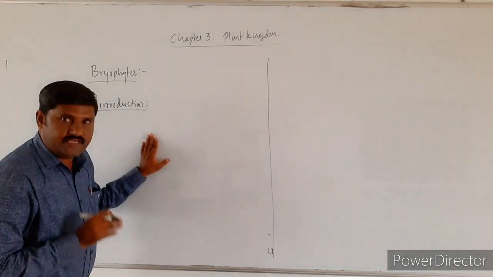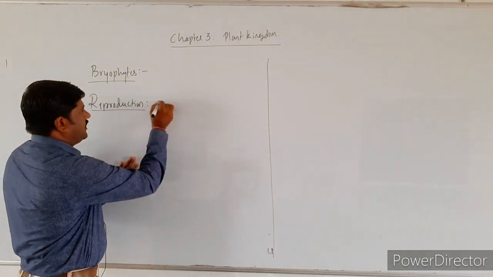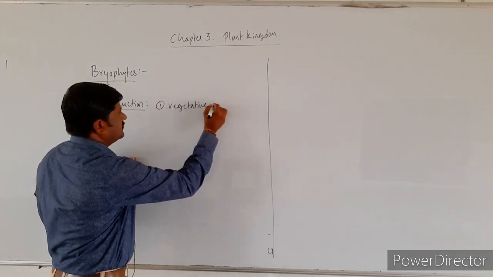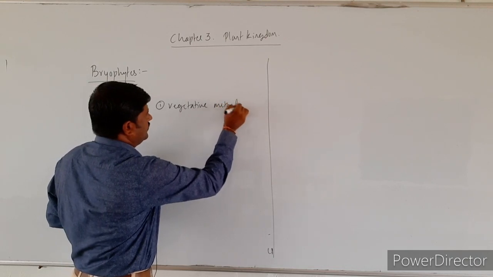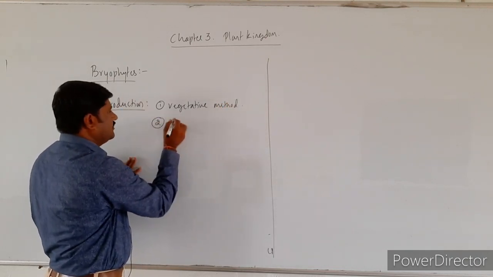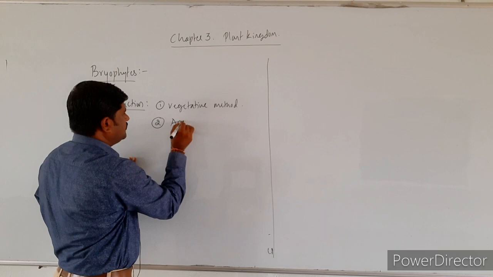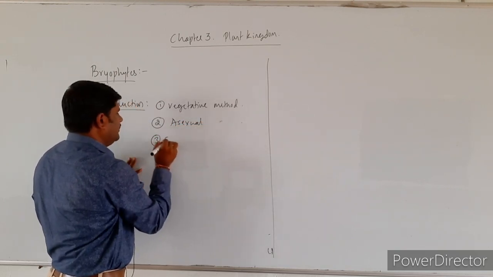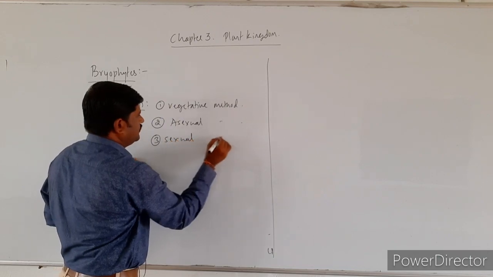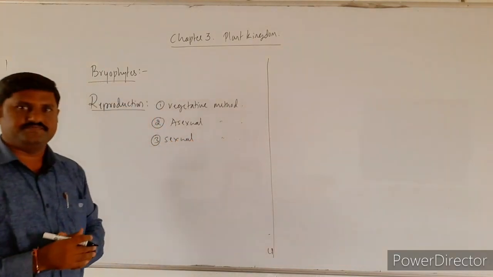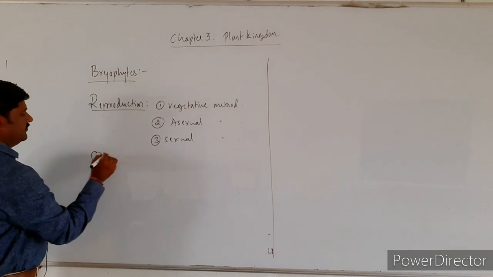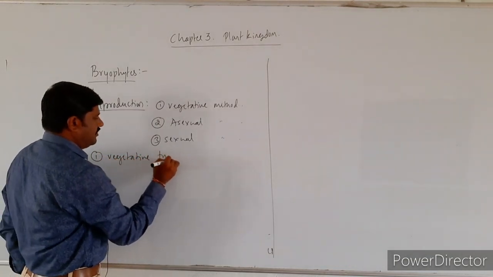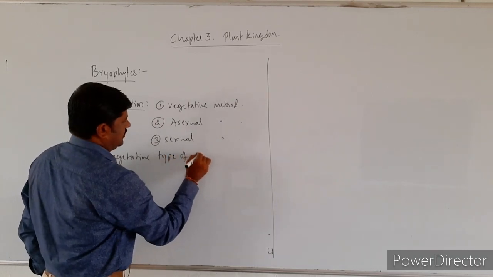So reproduction occurs by the vegetative method, and it also occurs by the asexual method, and even by the sexual method of reproduction. So first we'll see the vegetative type of reproduction.